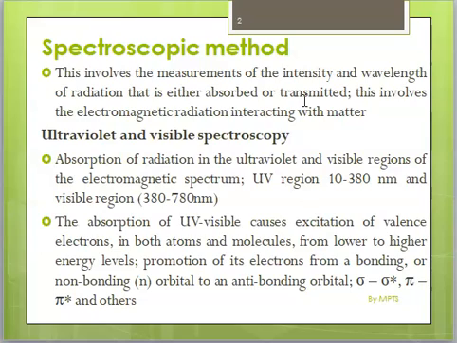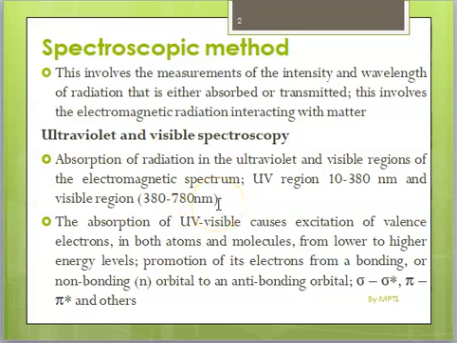So what is UV visible spectroscopy? UV visible spectroscopy is the absorption of radiation in the UV visible regions. Now the UV region is 10 to 380 nanometers, and visible is 380 to 780 nanometers.